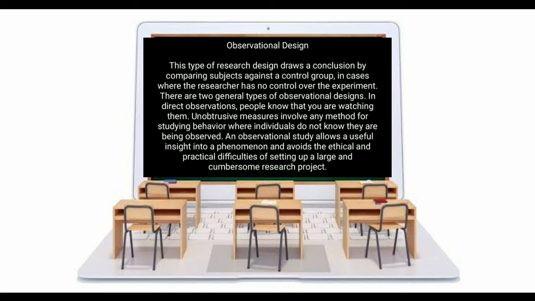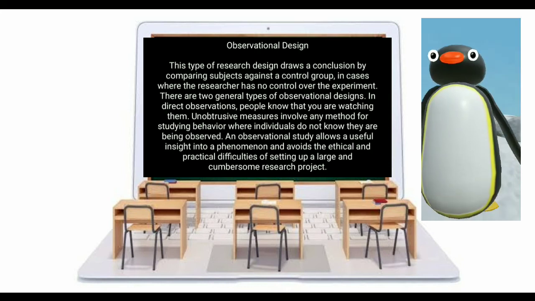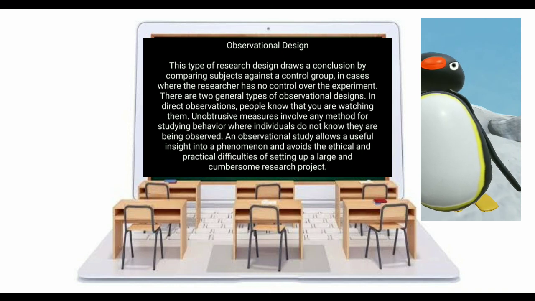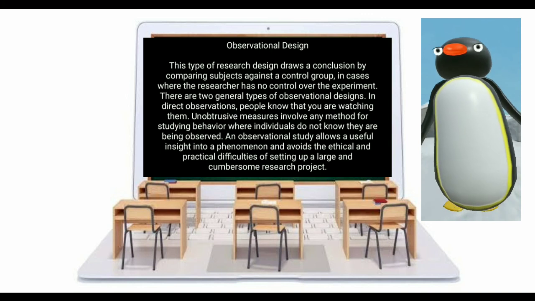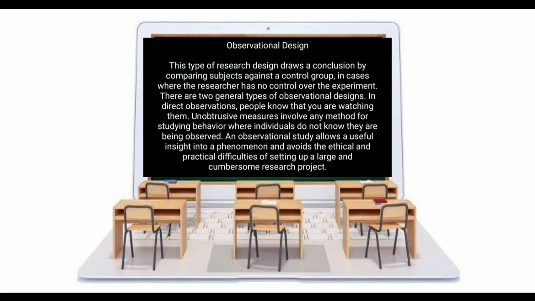Observational design. This type of research design draws a conclusion by comparing subjects against a control group. In cases where the researcher has no control over the experiment, there are two general types of observational designs. Direct observations: people know that you are watching them. Unobtrusive measures involve any method for studying behavior where individuals do not know they are being observed. An observational study allows a useful insight into a phenomenon and avoids the ethical and practical difficulties of setting up a large and cumbersome research project.